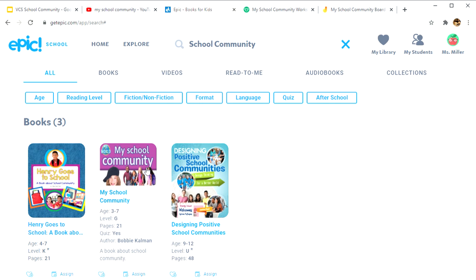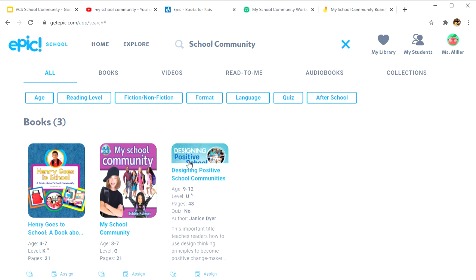My School Community is another book here. The age range is 3 to 7, suggested, level G, also 21 pages, and more advanced, Designing Positive School Communities, age range 9 to 12, level U, and this one has 48 pages.